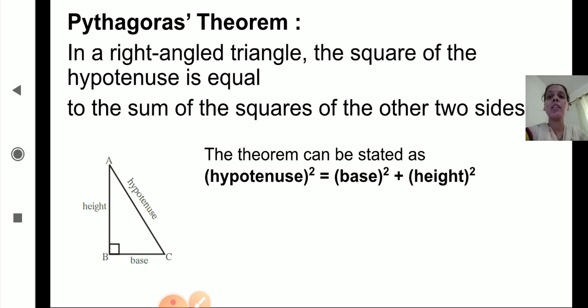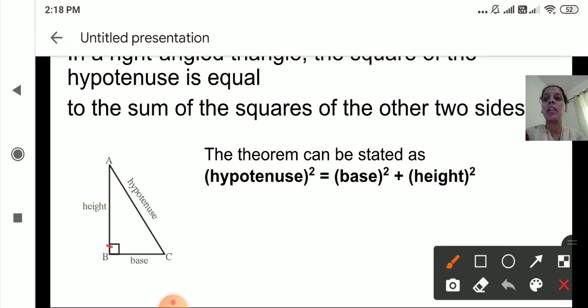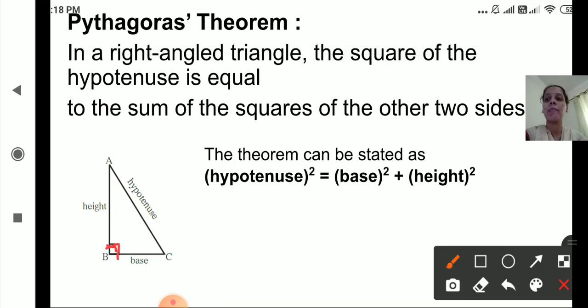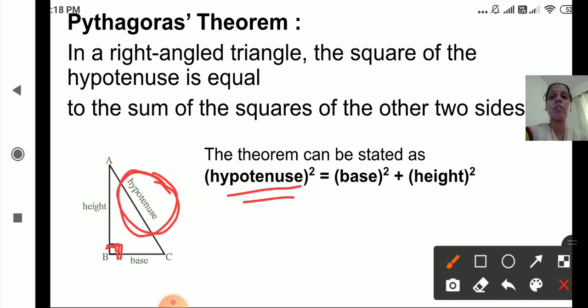In a right angle triangle, the square of the hypotenuse is equal to the sum of the squares of the other two sides. This is a right angle triangle where one angle is a right angle, that is 90 degree, and the side which is opposite to the right angle is called the hypotenuse. So this is the hypotenuse. In a right angle triangle, the square of the hypotenuse is equal to the sum of the squares of the other two sides. The theorem can be stated as hypotenuse square is equal to base square plus height square.